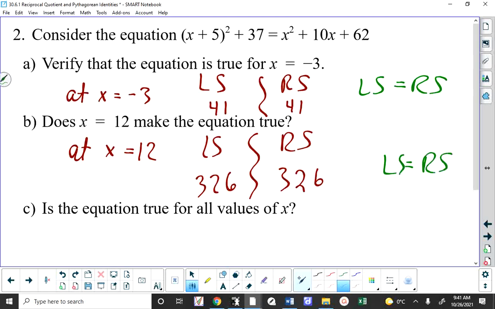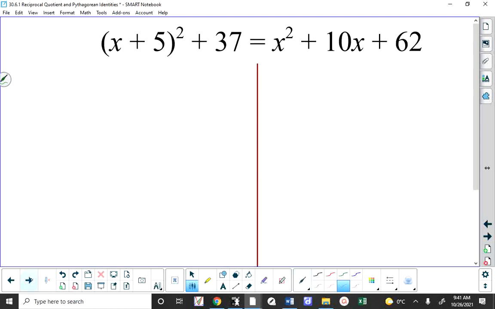Now, is it true for all values of x? I'm going to tell you the answer is yes, but you can't prove it yet. I'm going to show you how to prove that that's the case. Because if you keep trying a gazillion values of x and you find it's always true for any particular value of x that you stumbled on, that doesn't mean it's always going to be true for all values of x. Maybe there's some weird value of x that when you put in, it won't be true. But the fact of the matter is, these are always equal.